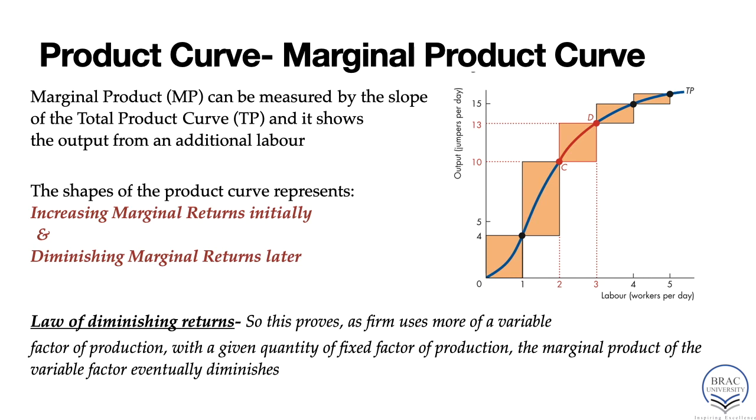And from here, we can link this to yet another theory called the law of diminishing returns, which simply states that as a firm uses more of a variable input, such as labor, with the same quantity of fixed inputs, such as machinery or capital, then the marginal product of the variable input will eventually diminish. Hope that makes sense.